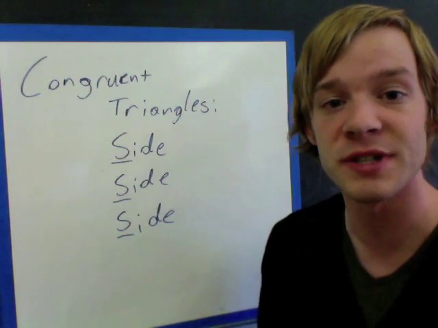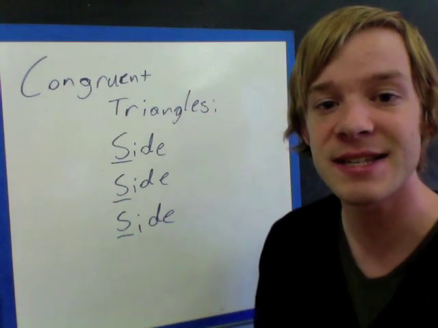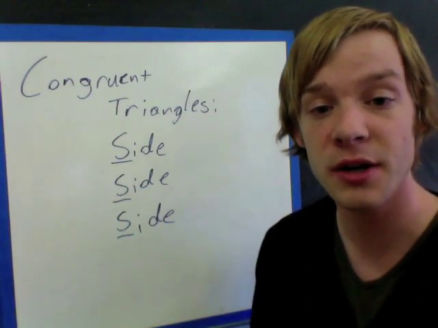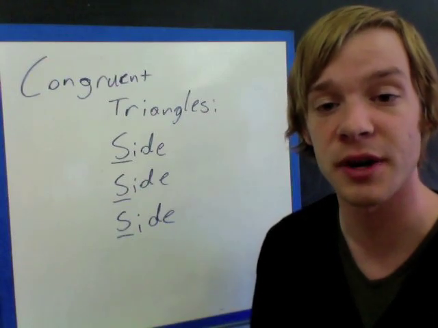Our first rule today is what's called the side-side-side rule, and that says that two triangles are congruent if all of their corresponding sides are also congruent.